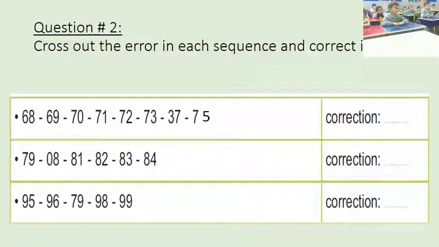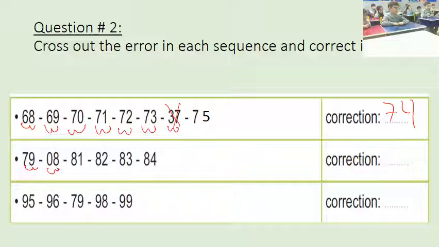Question 2. Cross out the error in each sequence and correct it. There is one mistake here. There's a number that is wrong. We have to cross it out and write the correction of this number. Let's count the numbers here. 68, 69, 70, 71, 72, 73, 37. Is this correct? No. We cross it out. What do we put? 74. Bravo.